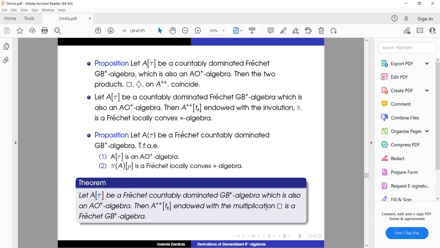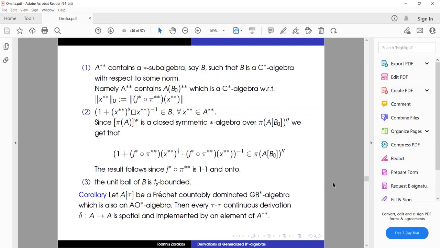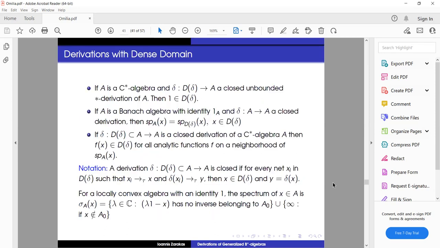It is our theorem. This was in the Studia Mathematica paper. Okay, so I'm skipping the details, and passing to the part which I said before.